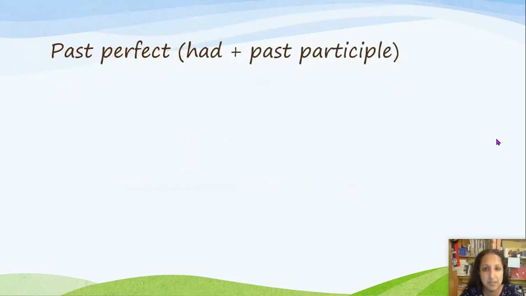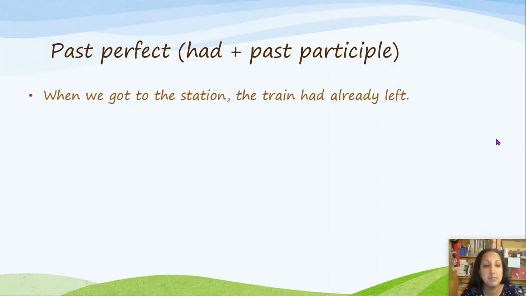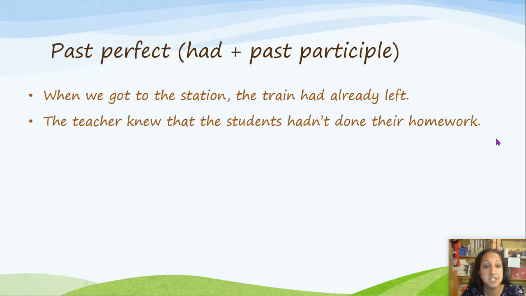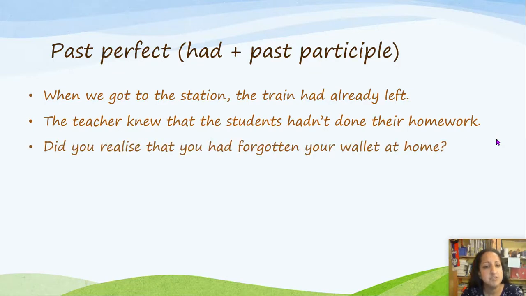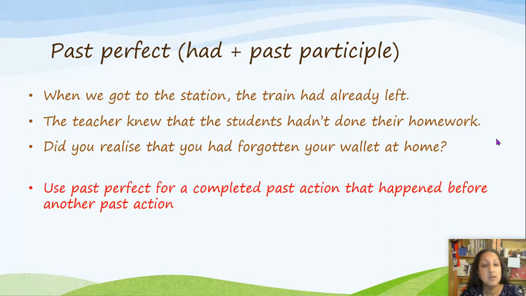Moving on to past perfect, we form that with had plus the past participle. That's the third form of the verb. For example, when we got to the station, the train had already left. The teacher knew that the students hadn't done their homework. Did you realise that you had forgotten your wallet at home? We use the past perfect to refer to a completed past action that happened before another past action.